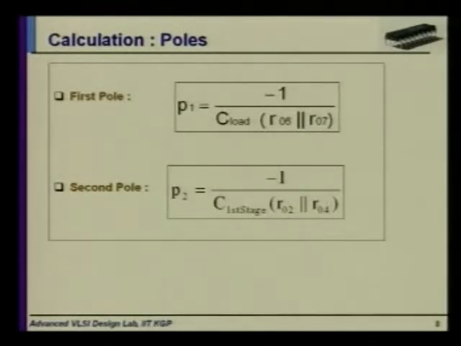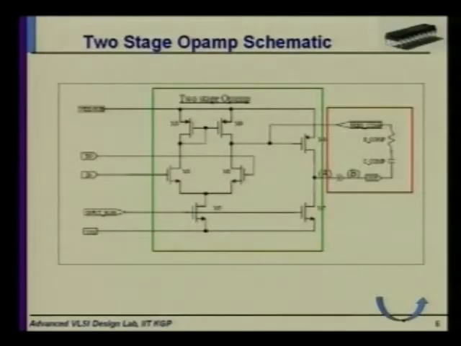P1 is associated with minus 1 by RC, the output resistance times the load capacitance. This gives you the pole. Here the output resistance for the first pole is not ro6 parallel ro7; I'm talking about point A in this schematic. Here there is a C load, which I have attached at the output of the second stage. So what would be the pole associated with the second stage? Minus 1 by C load times (ro6 parallel ro7). Clear? And what about the second pole, the other pole?